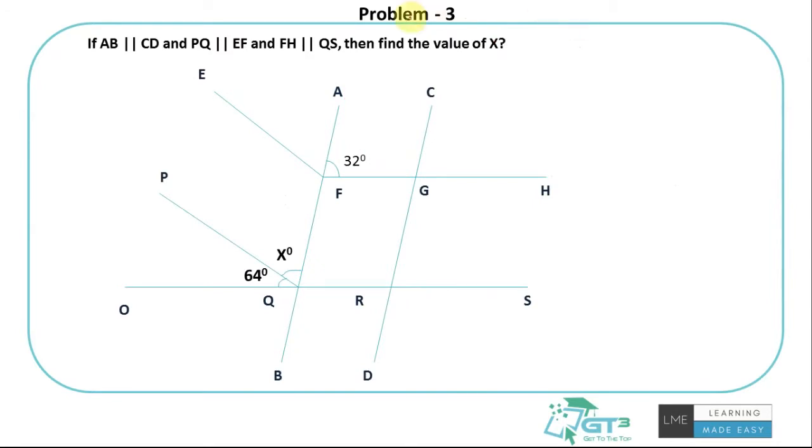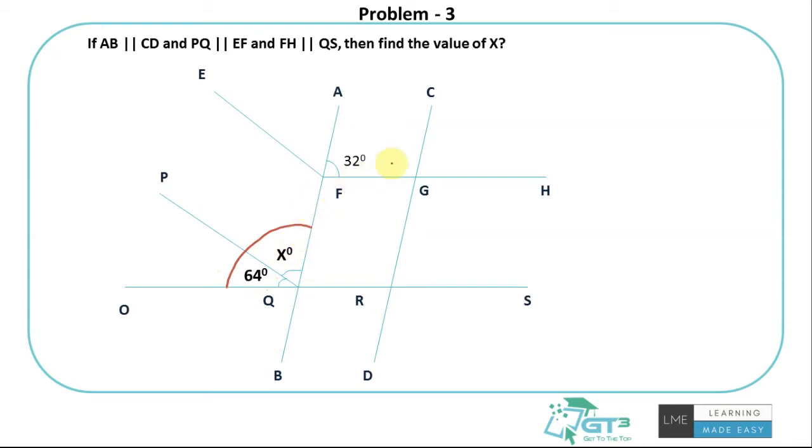Now, AB is parallel to CD, that is this line is parallel to CD. PQ is parallel to EF and FH is parallel to QS. Find the value of x, that is this, right? So, I know this is x, this is 64. If I can find this entire angle, I can definitely get x. And that seems to be an easier approach for me.